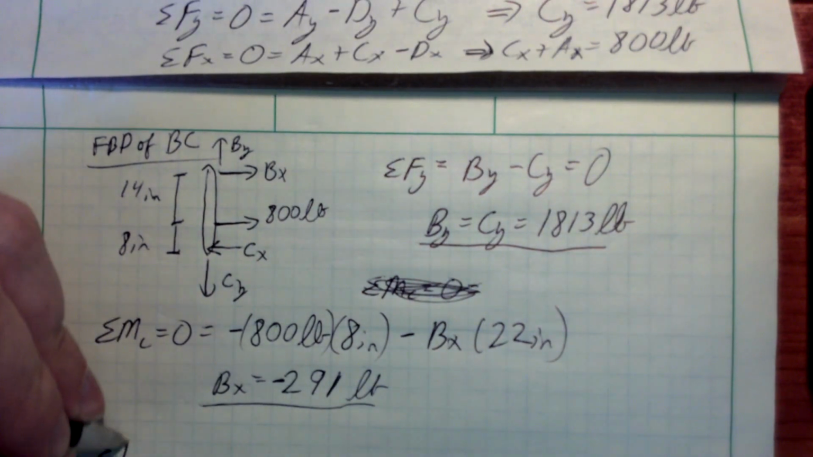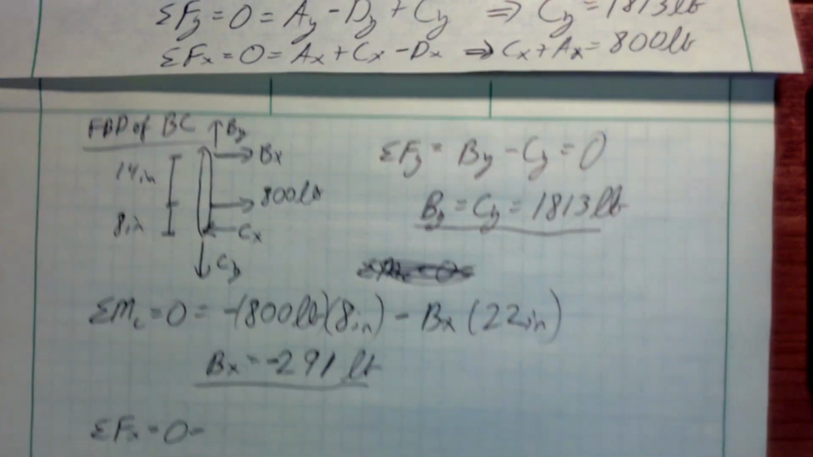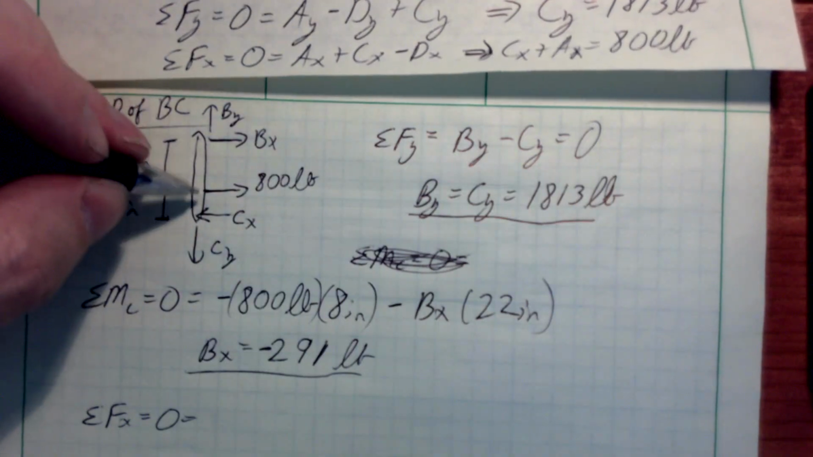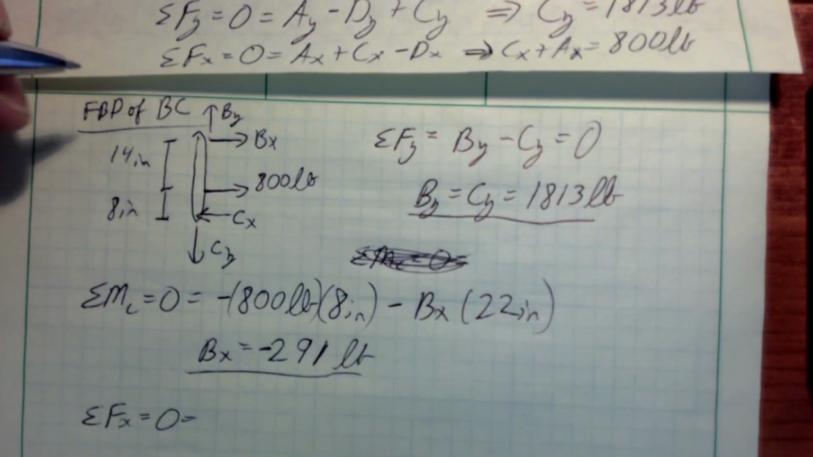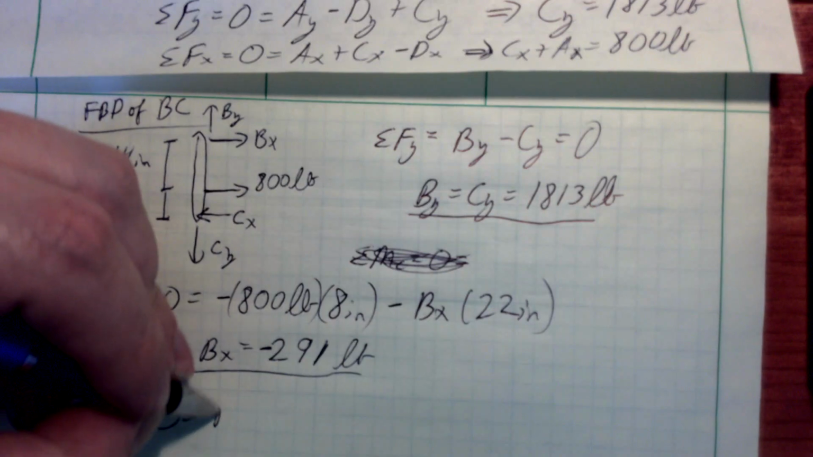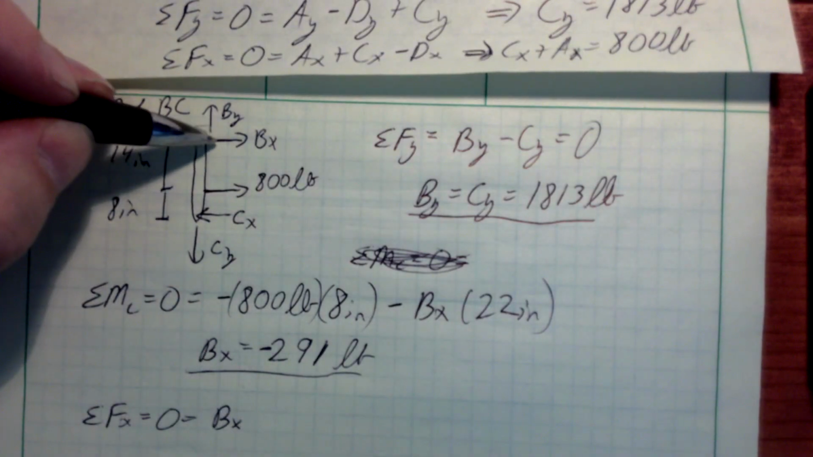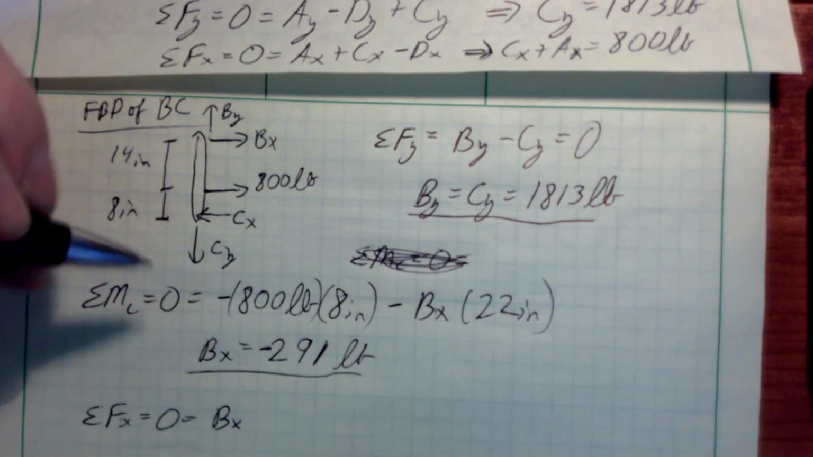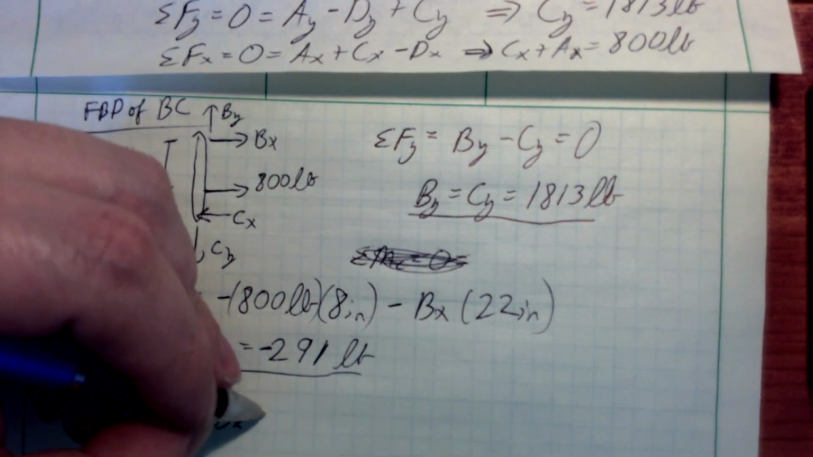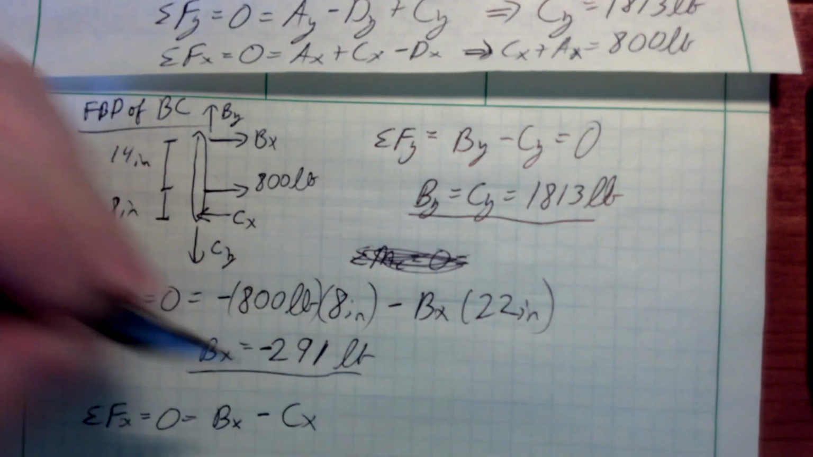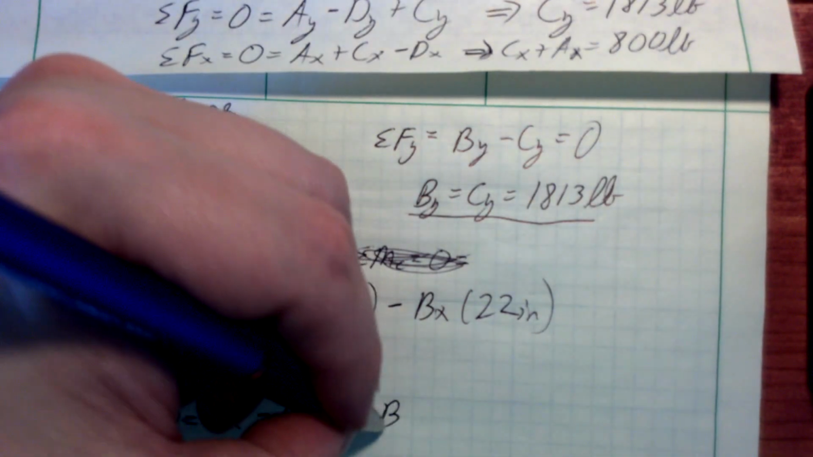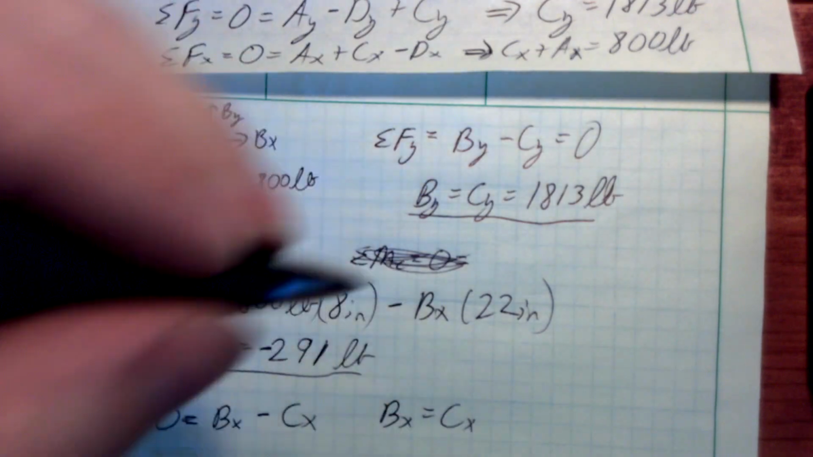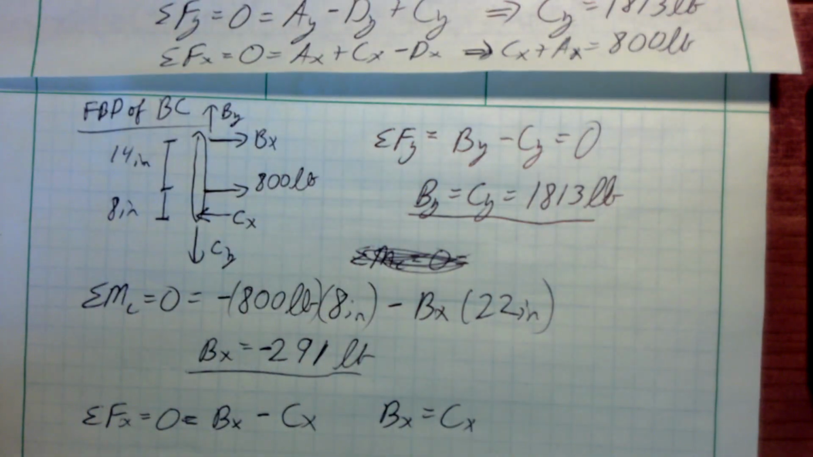I can say that the sum of forces now in the X direction are equal to 0, or I could take my moments about point B and find CX that way. Either way works. I know that BX, right now I've drawn it positive, so I'm going to add it in here. And I've drawn CX as negative, so BX minus CX are going to equal 0. So that means BX is equal to whatever CX is, or vice versa.